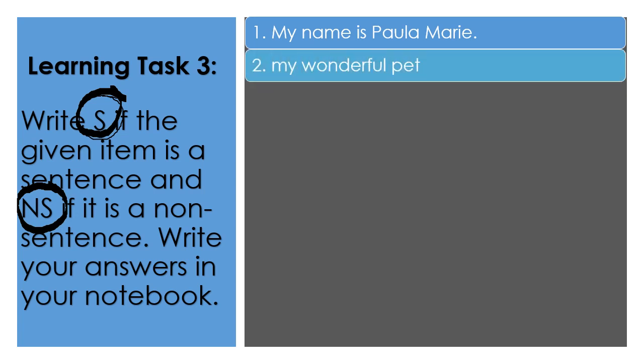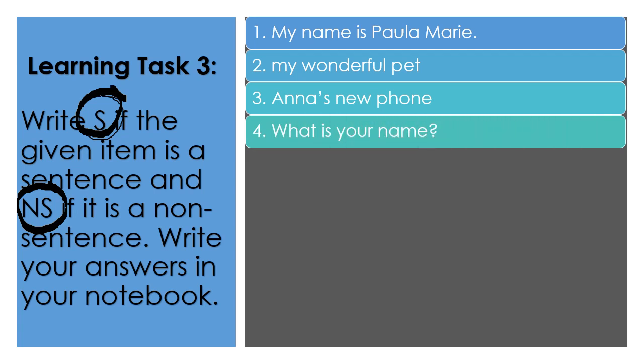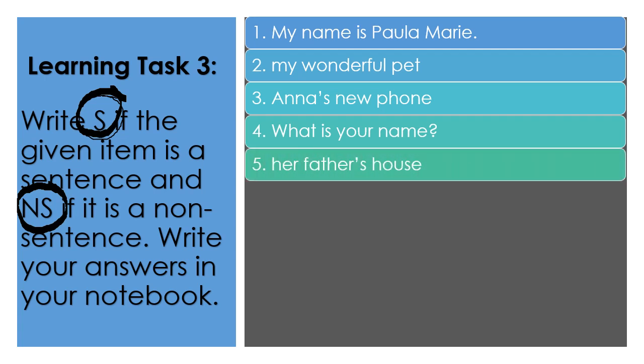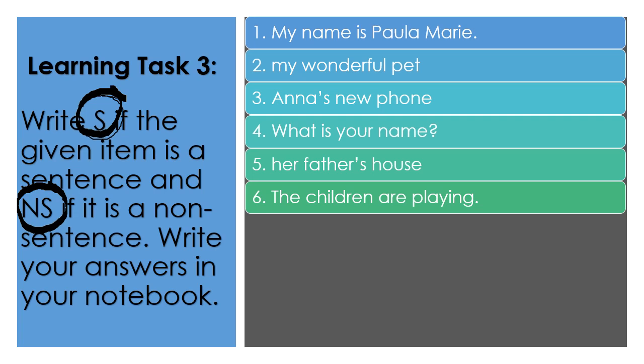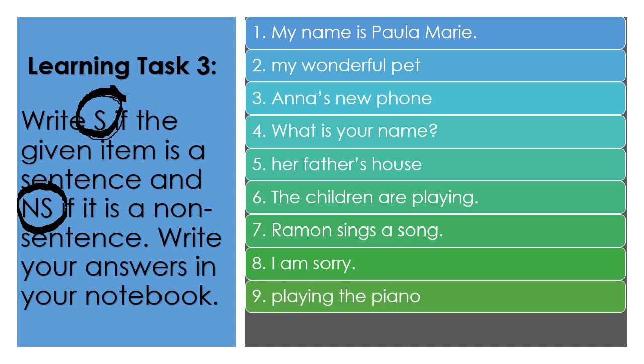Number 2. My wonderful pet. Three, Anna's new phone. 4. What is your name? 5. Her father's house. 6. The children are playing. 7. Ramon sings a song. 8. I am sorry. 9. Playing the piano. 10. Selling some apples.